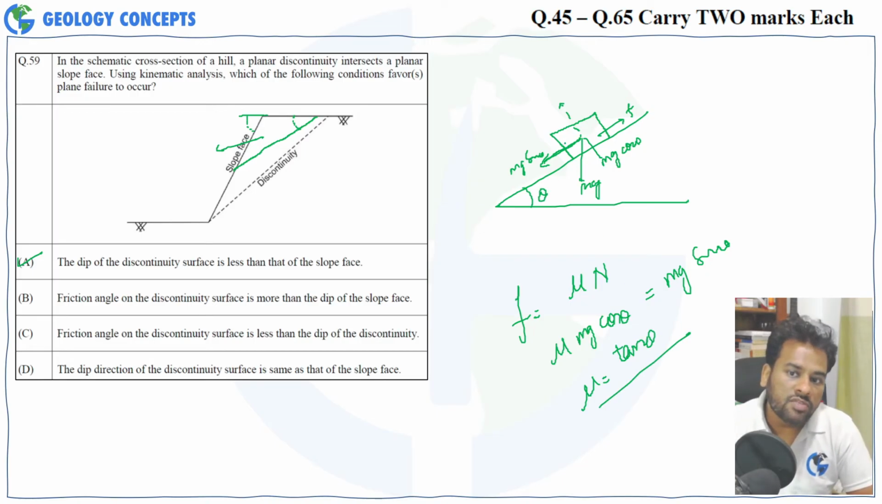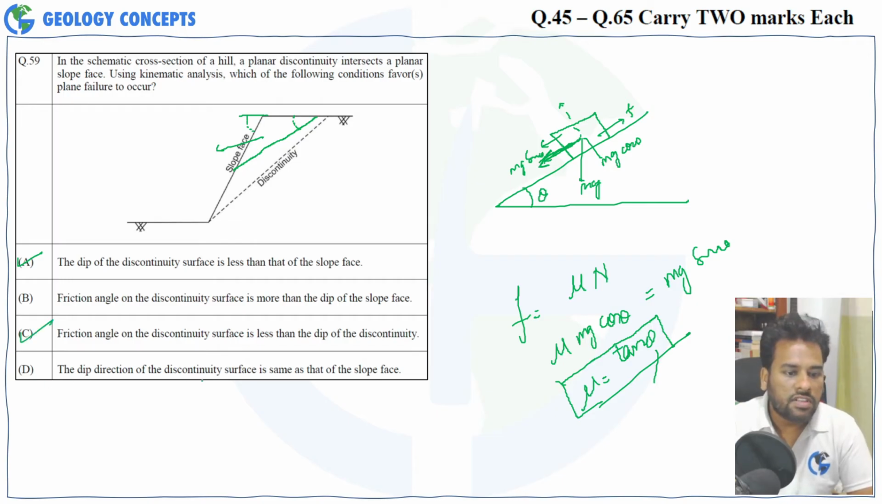If this angle is more than the value which friction can sustain, this block will start sliding. If theta is more than the friction angle, where mu equals tan theta, and I increase the angle, it will definitely start moving. So this will favor the movement or failure. If the friction angle of the discontinuity is more, then it is stable. If the friction angle is less than the dip of the discontinuity, that means this force is more, and therefore it will favor failure. So C is correct.